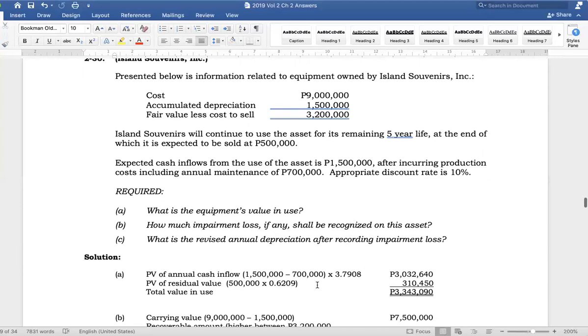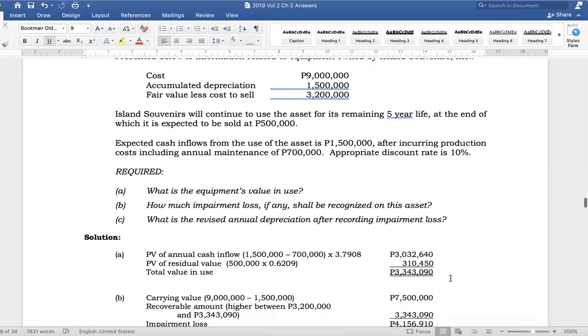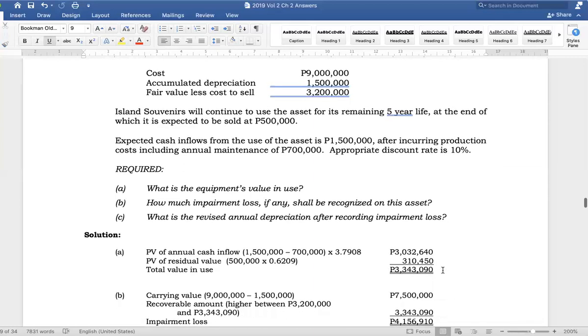At the end of the 5-year period, it is expected to be sold for 500,000. So the present value of the residual value is computed using only the simple present value factor because the residual value is to be realized only once at the end of the useful life of the asset. So it's 310,450. So your total value in use is 3,343,090.